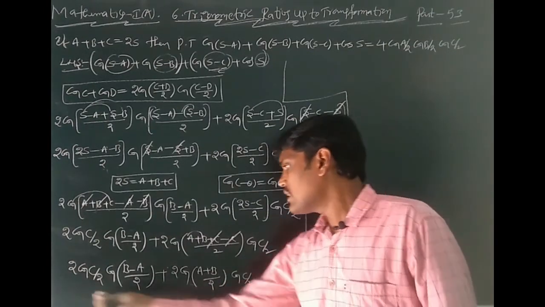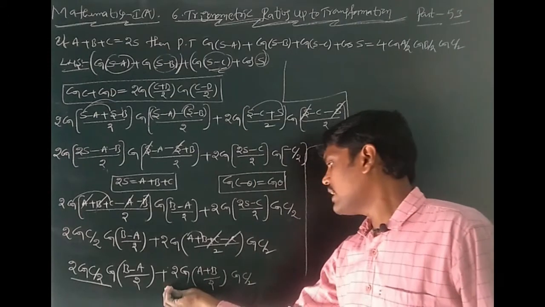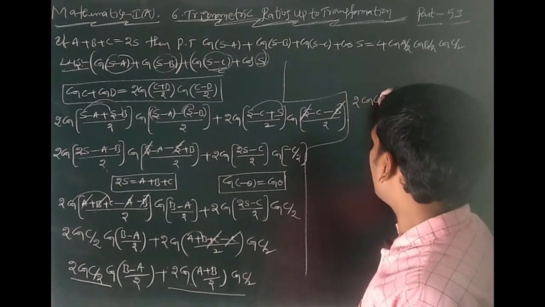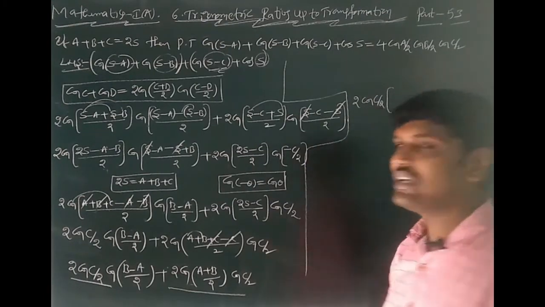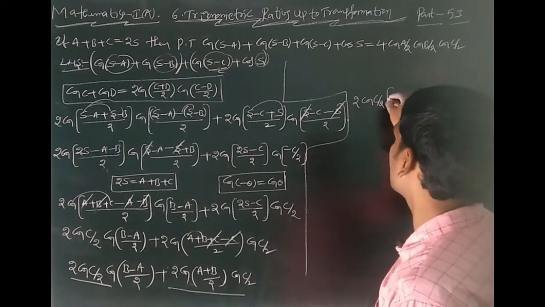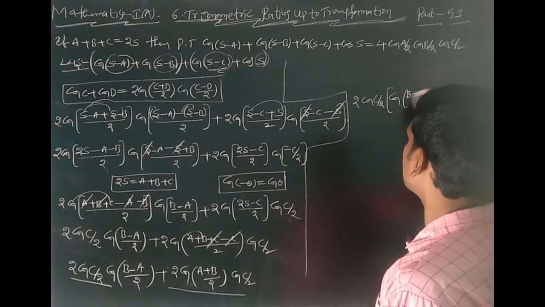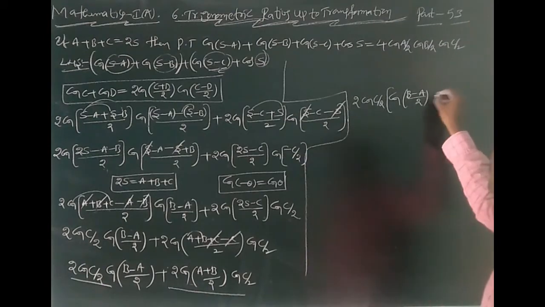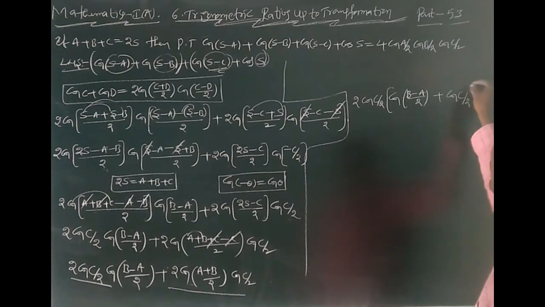Here 2 cos C/2 is there, and here also 2 cos C/2 is there. You can take common here 2 cos C/2. Which one is common? 2 cos C/2 is common. You get cos of (B minus A)/2 plus cos of (A plus B)/2.